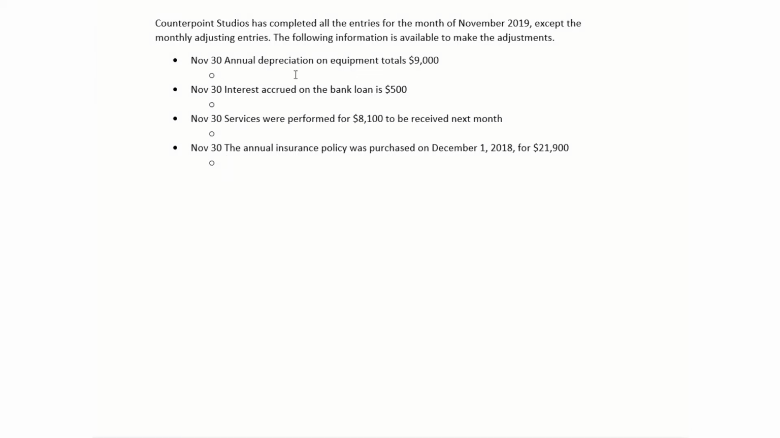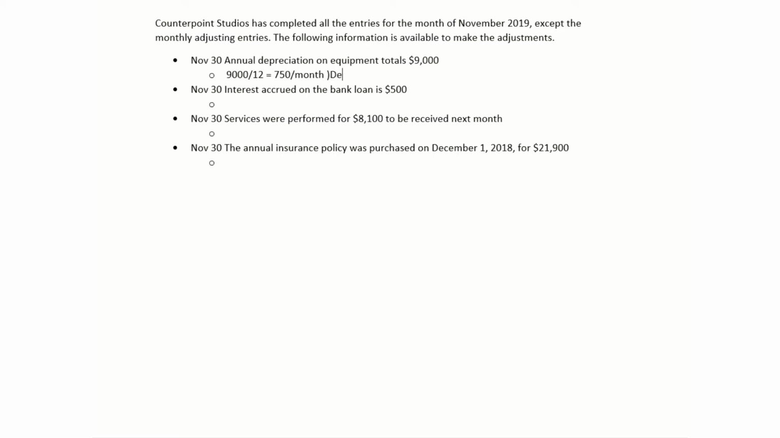So then what I like to do in these situations is just make some notes as far as what the different components are before transferring them to the 6-column worksheet. So the first situation is we have annual depreciation on equipment totaling $9,000. So again, we want to record the amount for 1 month. So we take the amount of $9,000 divided by 12 months, which would give us $750 per month.